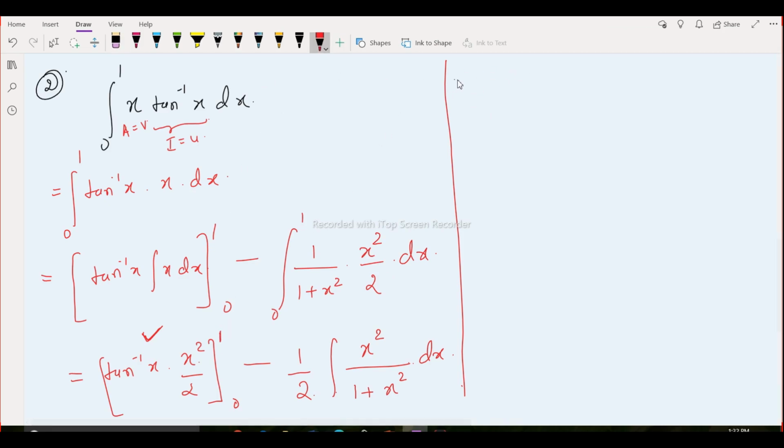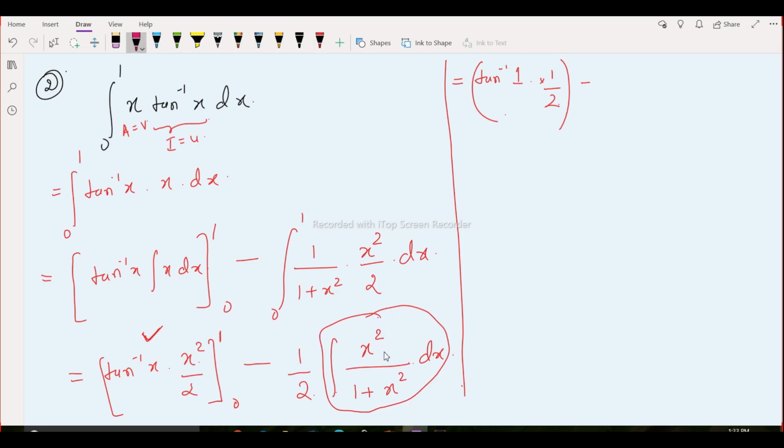Okay. So when I put the limits, so tan inverse 1, tan inverse 1 into 1 by 2 into 1 by 2. So this part is sorted because now when you put 0, this will become 0. Okay. Minus, now let's try to solve this one. See, how will I solve this integral, this one? Okay. See, what I'll do is I'll try to manipulate and see how I manipulate this.